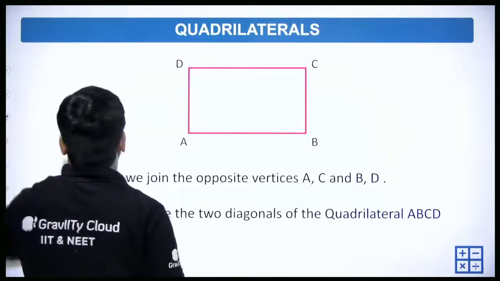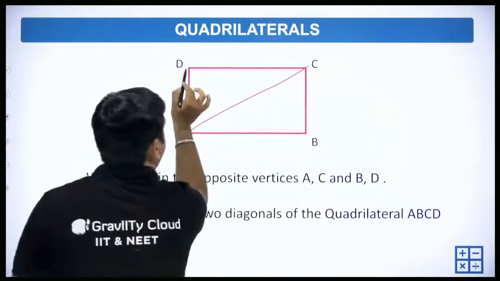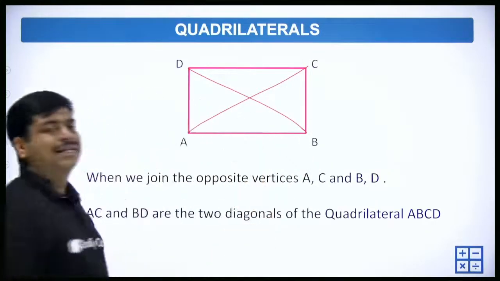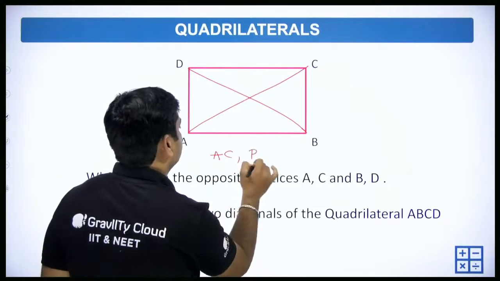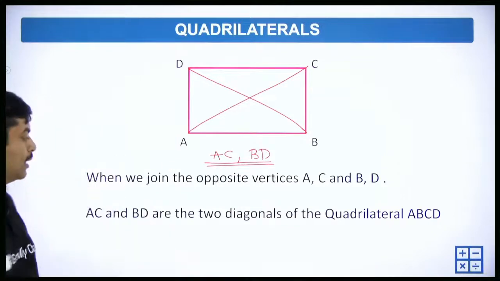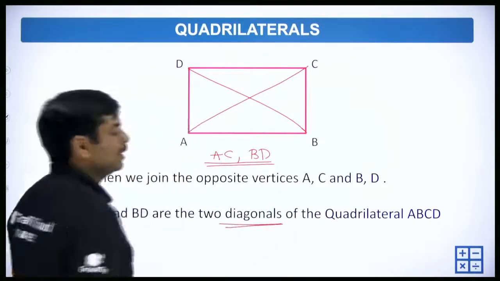So now we are joining A and C, not A and B, A and C, as well as B and D. So what is this BD? What is this AC called? AC line segment and BD line segment are called diagonals of a quadrilateral. Okay, so AC and BD are the 2 diagonals of the quadrilateral ABCD.